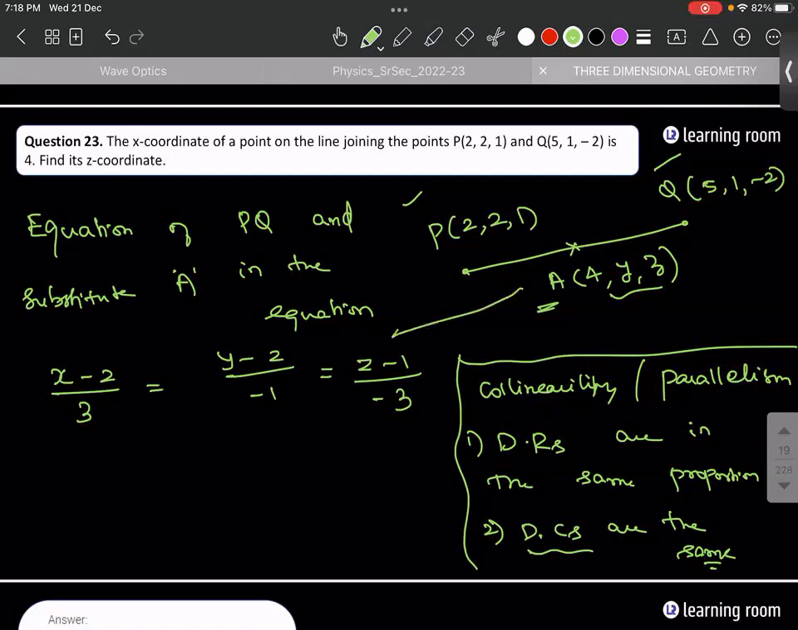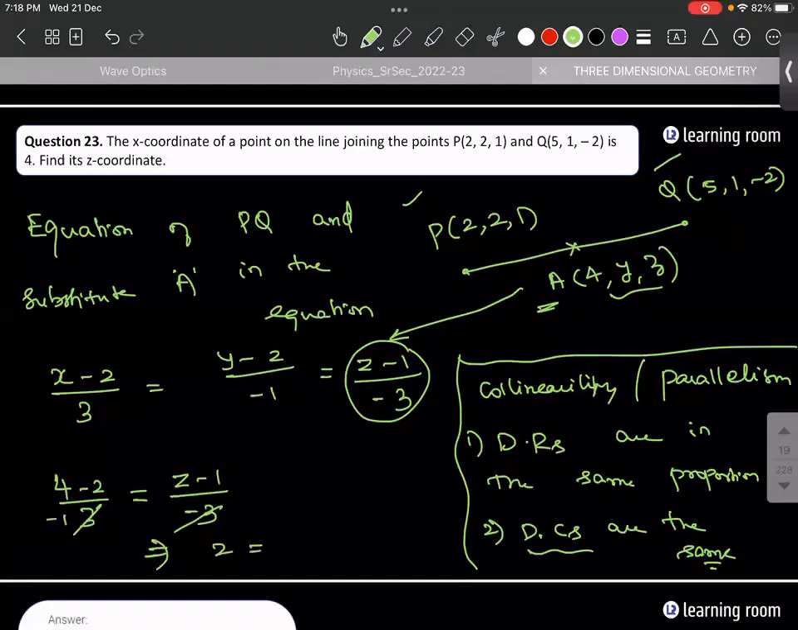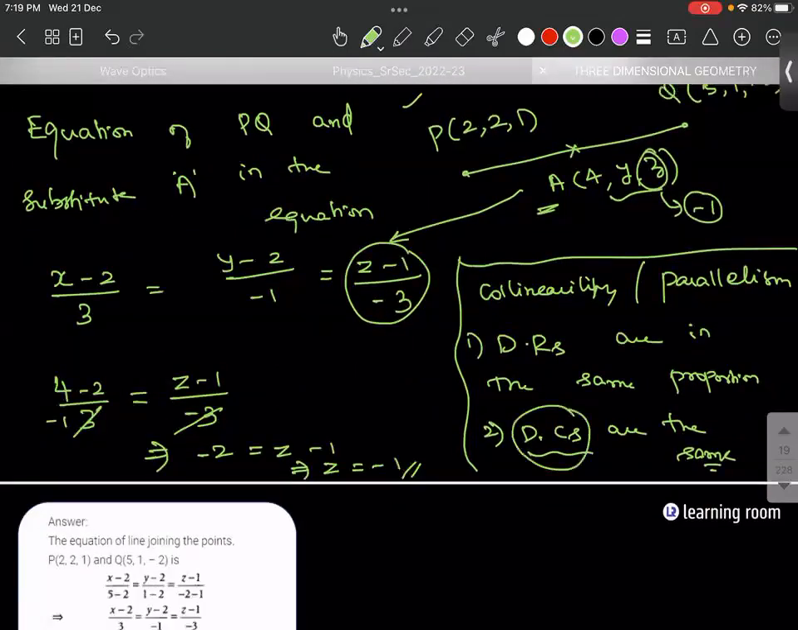Since A satisfies this, substitute the value here. x is 4. So 4 minus 2 by 3 is equal to z minus 1 by minus 3. The 3s get cancelled, so minus 2 is equal to z minus 1, which implies z is equal to minus 1. So this point will have z coordinate minus 1. Did you guys understand what I did? It is a simple concept, like how you do in the straight lines chapter. You write the equation of the line and you say the third point is going to satisfy that equation. I did the same thing. In addition to this, you can also have this concept in your mind.